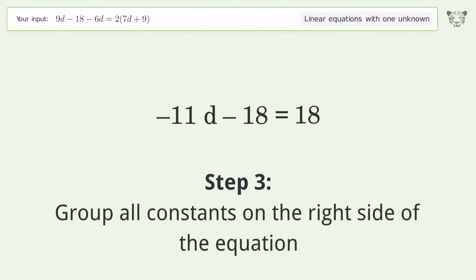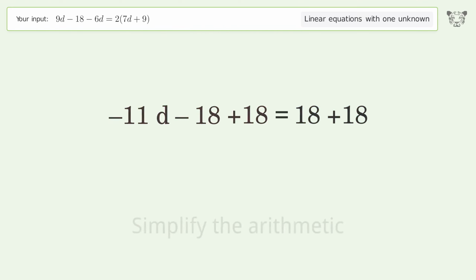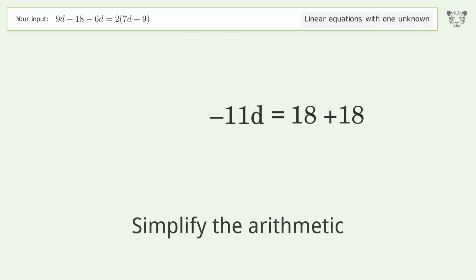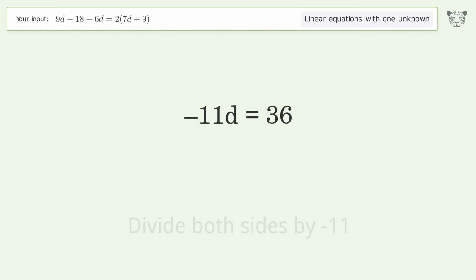Group all constants on the right side of the equation. Add 18 to both sides. Simplify the arithmetic. Isolate the d. Divide both sides by -11.